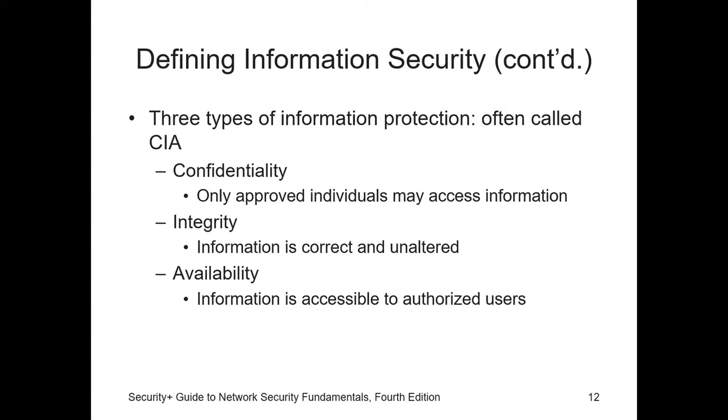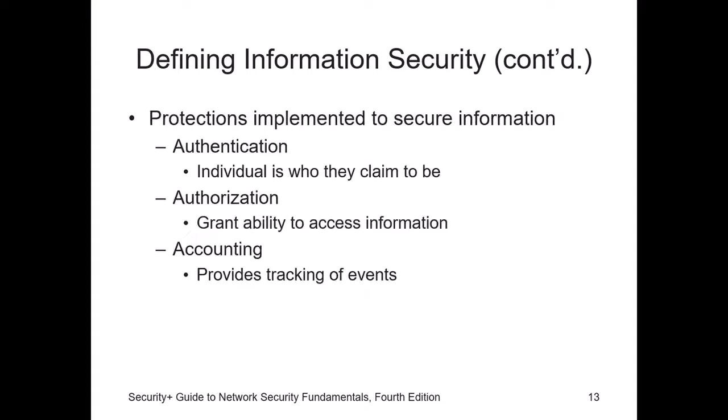I want you to write down, this is point number 2. I want you to type these 3 points. Write them down. The 3 types of information protections are the confidentiality, integrity, and the availability. All right. So make sure you write that down.